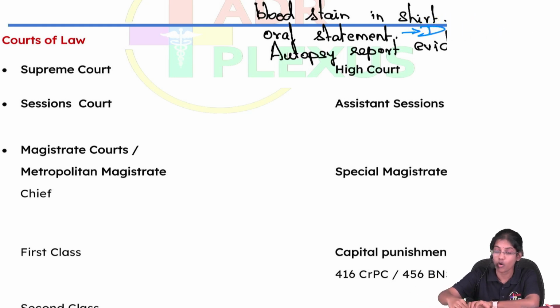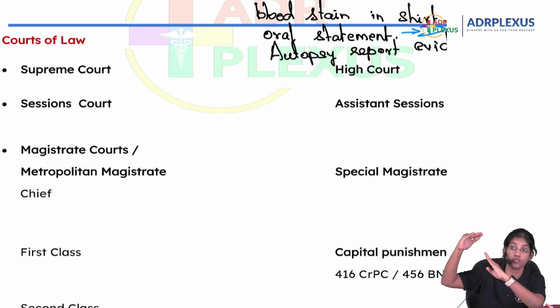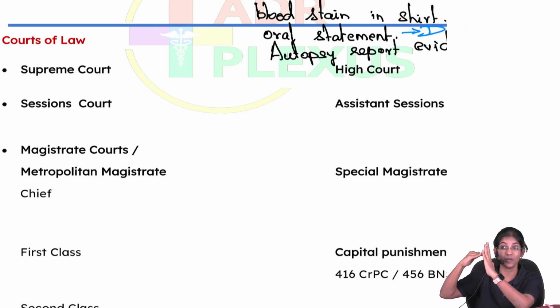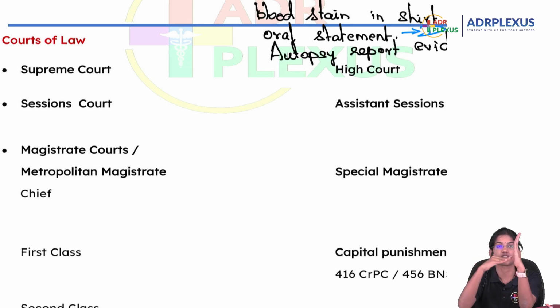Okay. Courts of law. In India, the topmost court is the Supreme Court. So let's start with that. After the Supreme Court, at the state level, we have high courts. And after the state level, at the district level, we have sessions court.